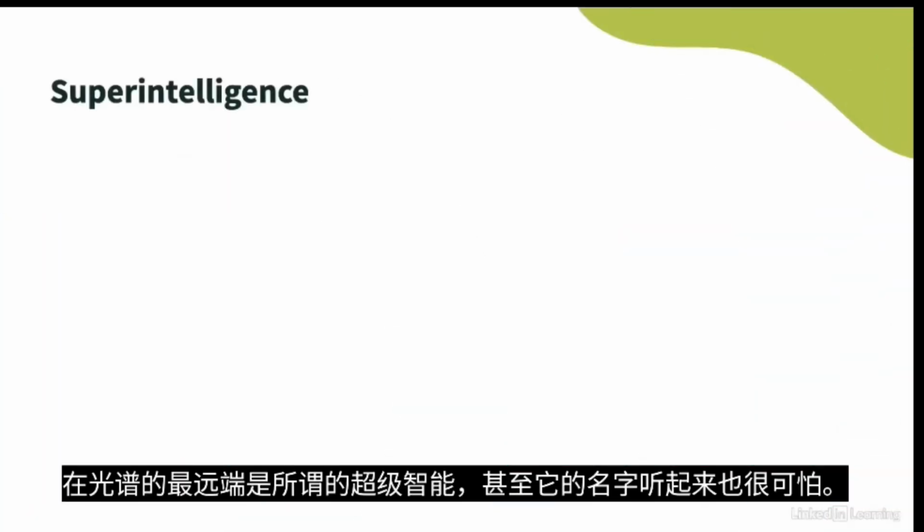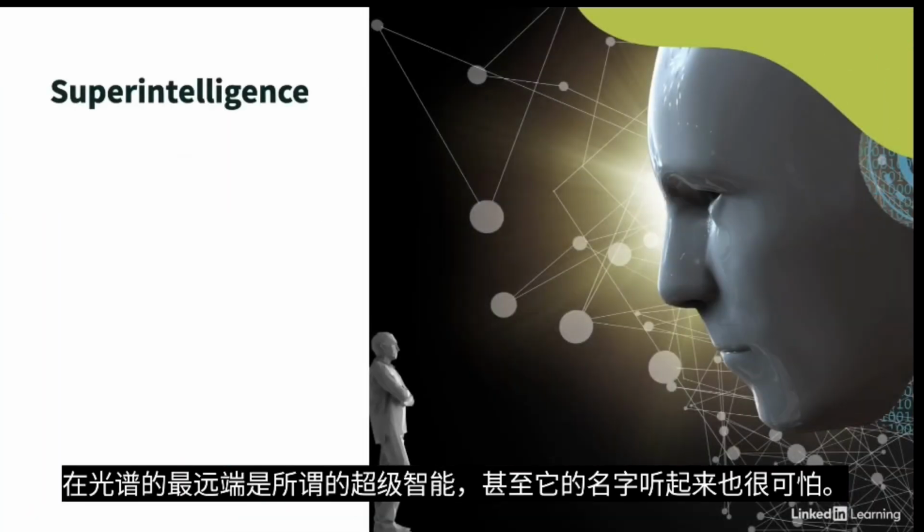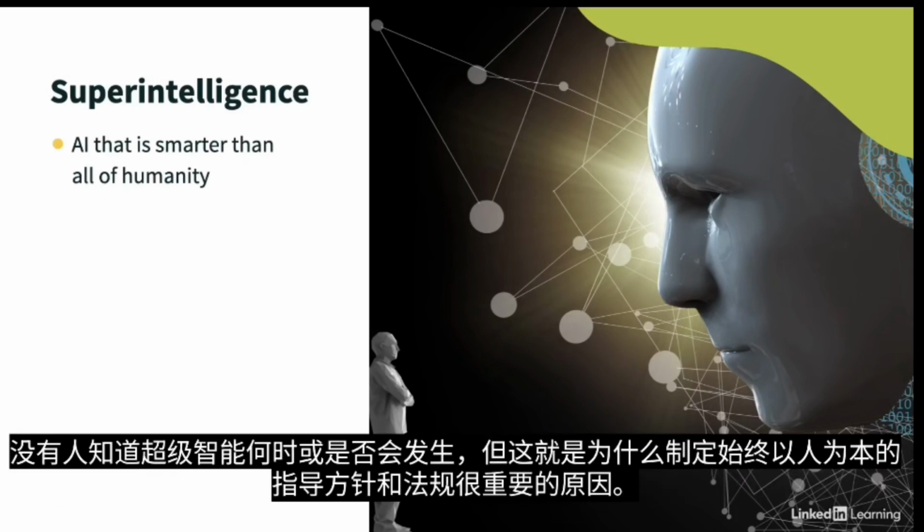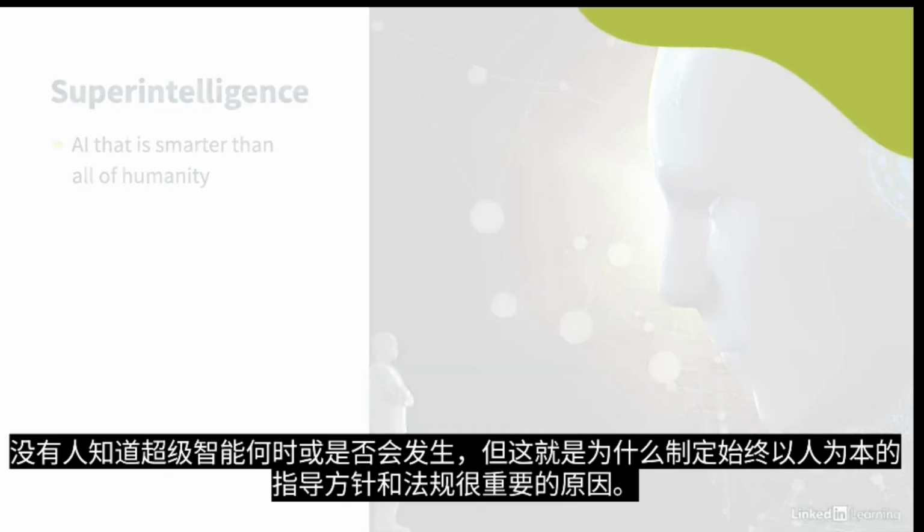On the farthest end of the spectrum is something called superintelligence, and even its name sounds scary. Superintelligence, which is sometimes referred to as a singularity, is when the intelligence of machines eclipses the collective intelligence of humanity. No one knows when or if superintelligence will ever happen, but that's why it's important to develop guidelines and regulations that always put people first.